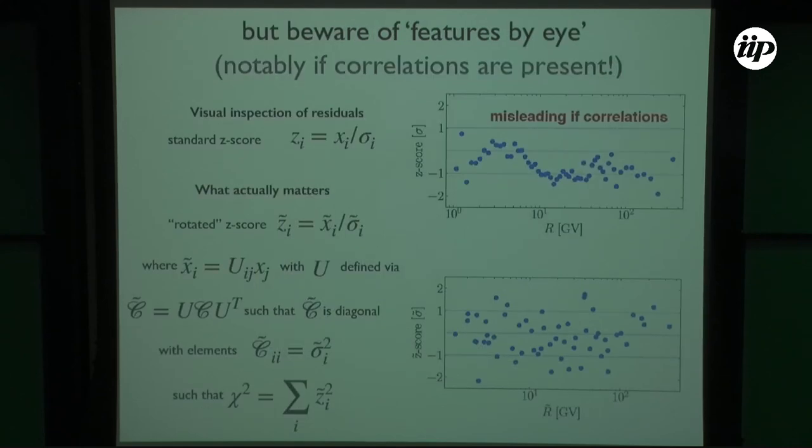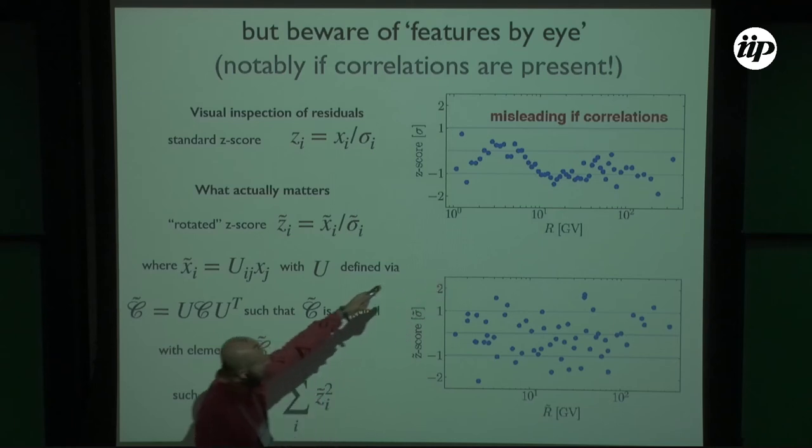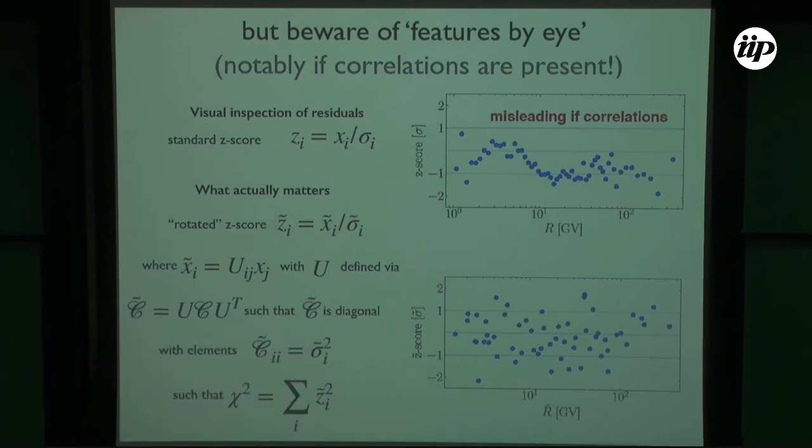What about the other point, the fact that you are comparing by eye and looking at this excess and not the real thing? Well, it's misleading, because although these residuals seem to show a dip here, already this is of the order of one sigma or so, so you shouldn't be too excited. But what actually matters is the rotated residual in a basis where these differences are diagonal, which are the ones that contribute to the chi-square.